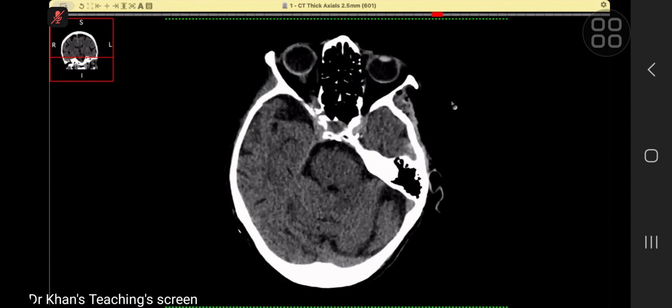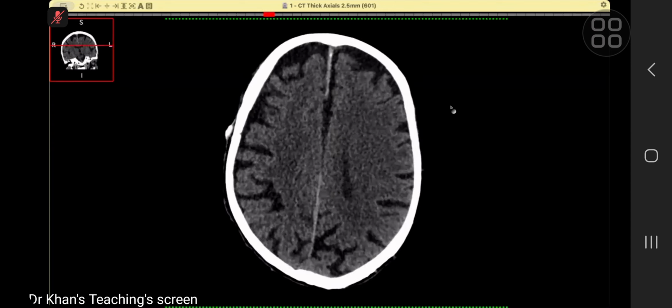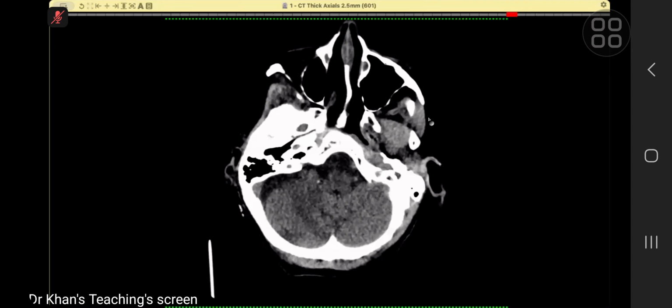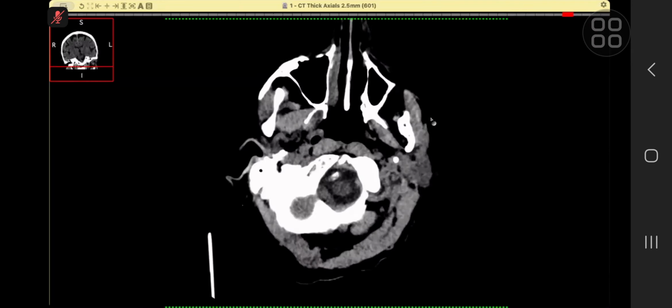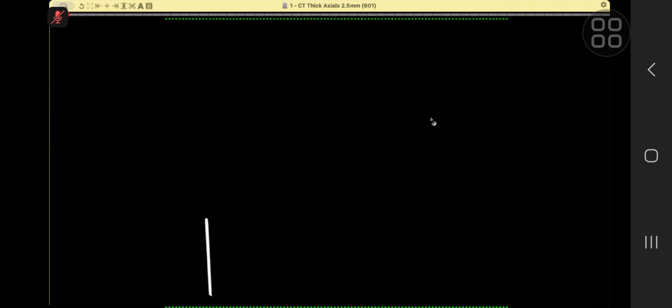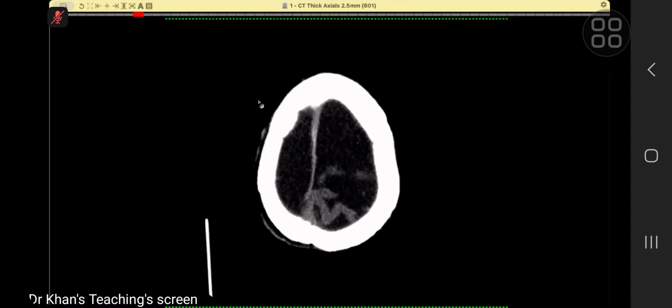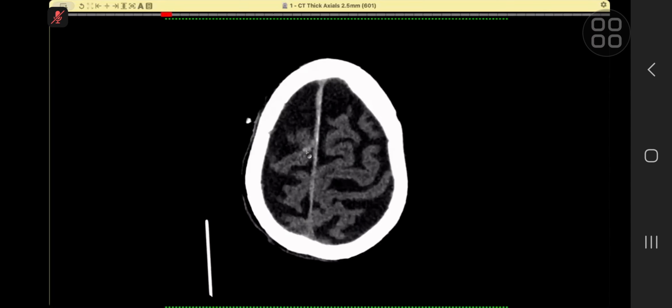So from the given images, there is evidence of minimal SAH noted in the right high parasagittal frontal region. Sir, I'm not able to stop the images to show where it is. Leave it, please. I'll scroll for you. This is where it is. Yes, sir.